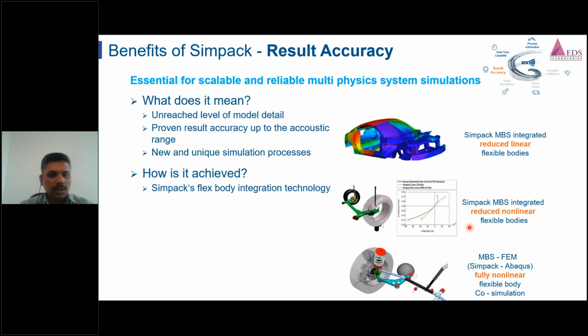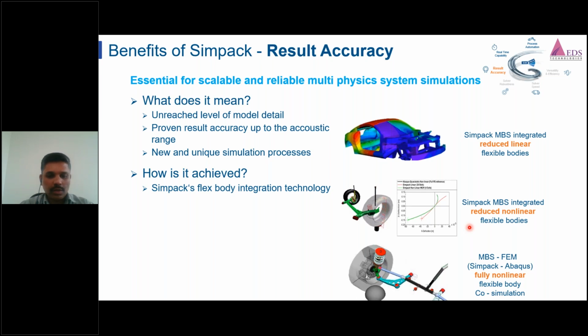Okay, and how is this achieved? There is important technology, which is the Simpack flex body integration technology. There are several options on how we can include the flexible body into Simpack. For instance, on the right side you can see the different options, which is the Simpack MBS integrated reduced linear flexible body approach, which allows to include, for example, flexible car bodies, for any linear deformed component within the simulation model.